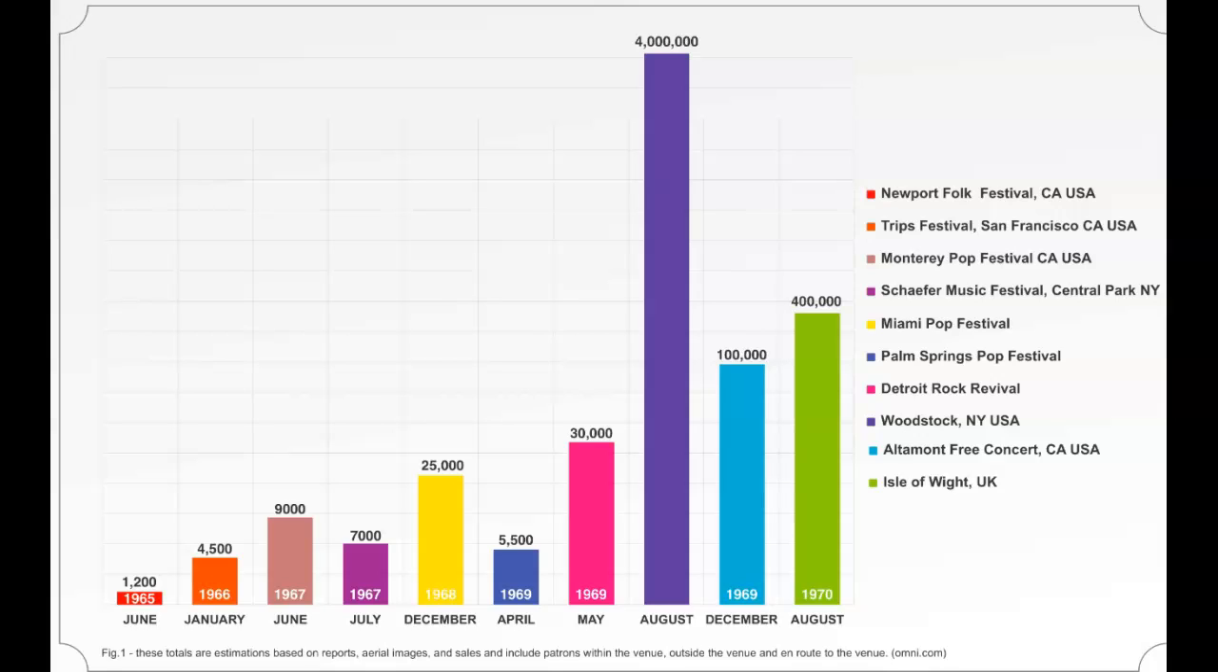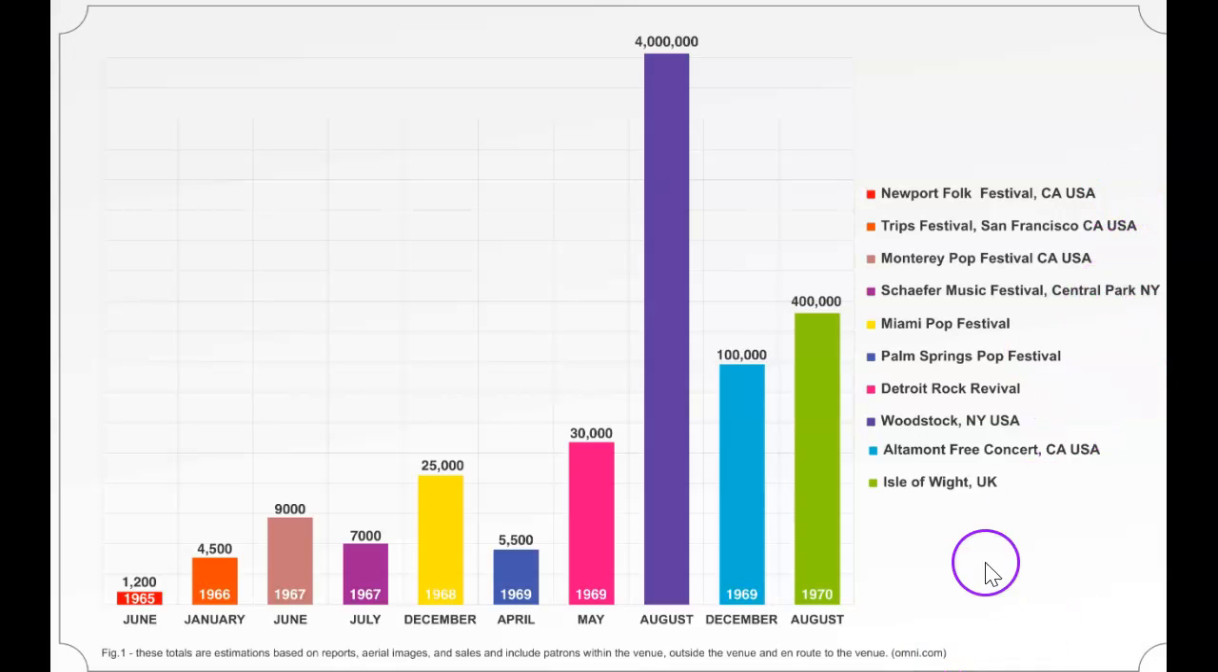And I used that statement in my essay, that it's really impossible to calculate how this kind of a rise could happen. So down here in my explanation of figure 1, these totals are estimations based on reports, aerial images, and sales, and include patrons within the venue, outside the venue, and en route to the venue.